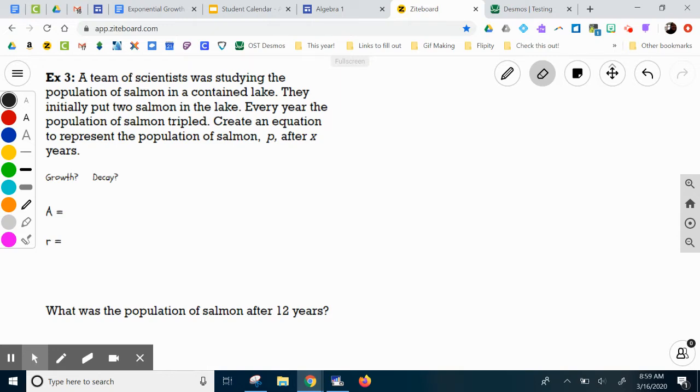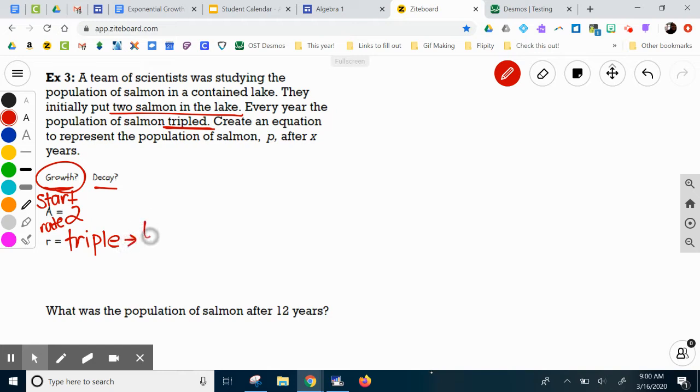So the first thing we need to determine is, is this growth or is this decay? So I need to read my problem to see what it actually tells me is happening. This time it uses the word tripled, and tripled means it grows. So this is growth. Now the A is always what we start with. So when we started this problem, we had 2 salmon in the lake. So 2. And then our rate of growth this time is tripled, which means times 3.